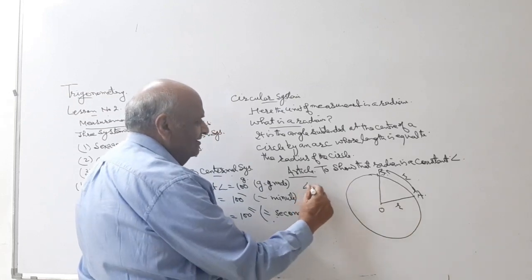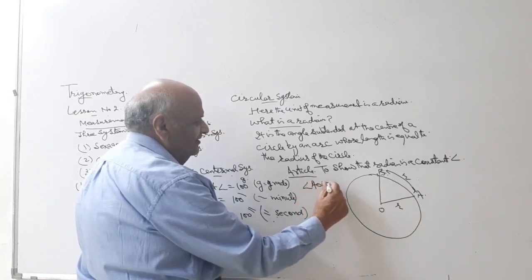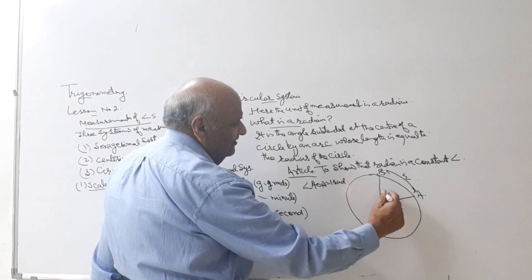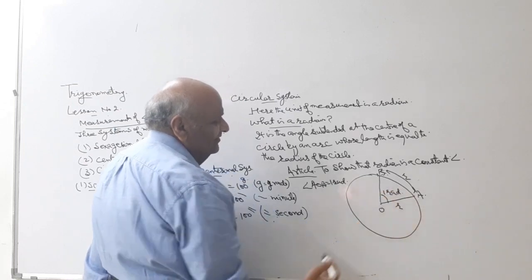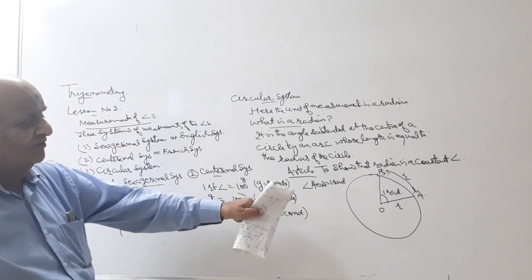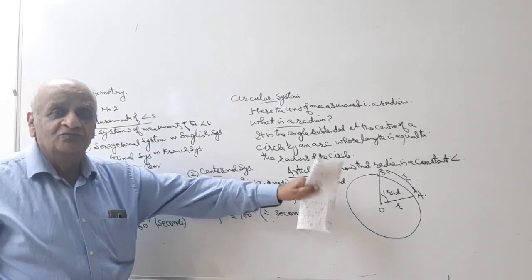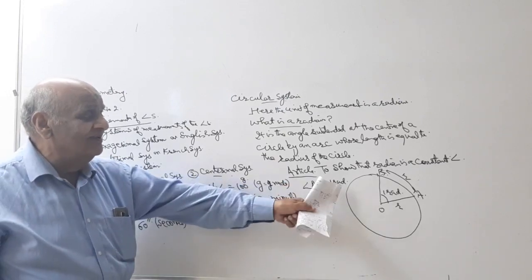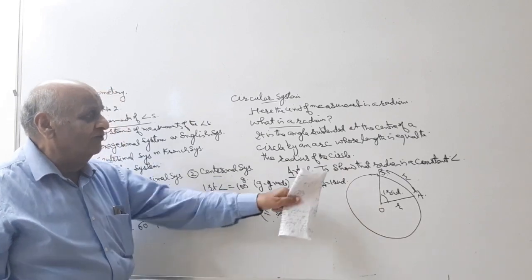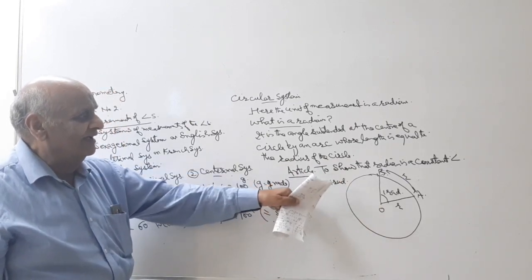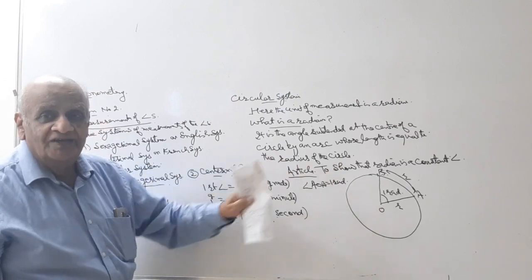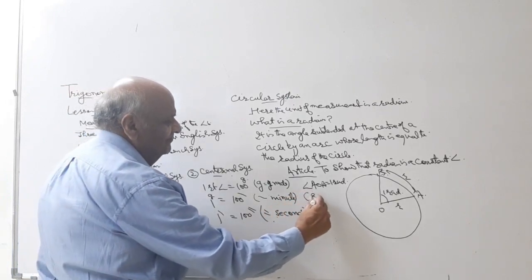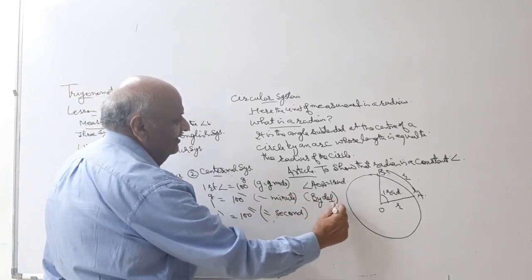Then we say angle AOB is equal to 1 radian. Therefore, by definition, this angle is 1 radian. With center O and radius OA equal to R, draw a circle. Cut off arc AB equal to R. Join OB. Then angle AOB is equal to 1 radian. This is by definition of a radian.